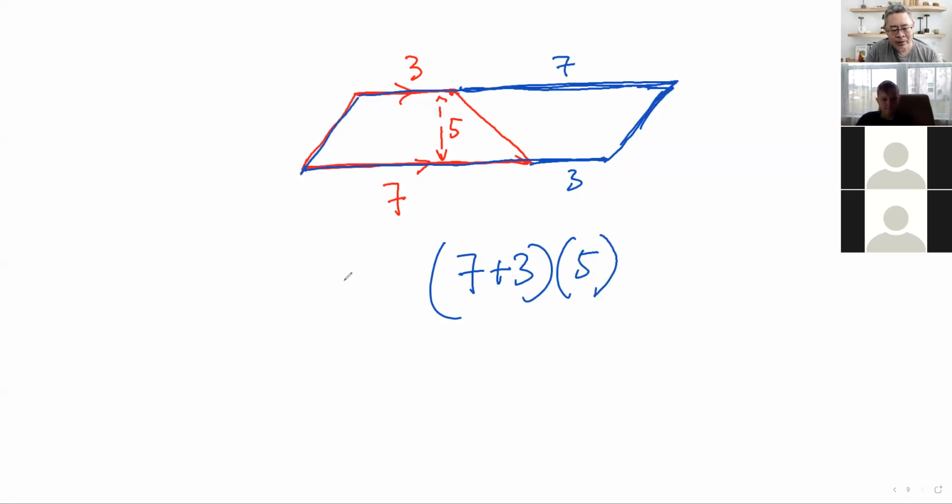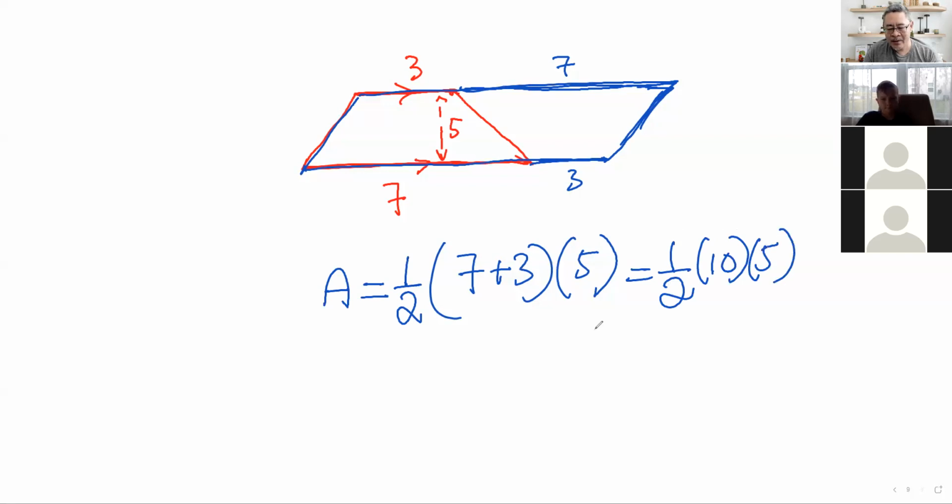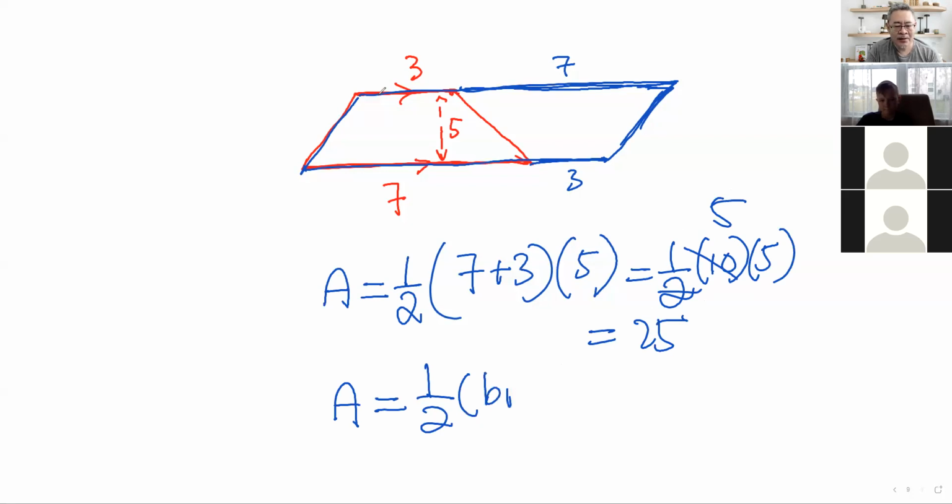But the area for the trapezoid is half of that. So our formula is half of that. Half of 10 times 5 gives us 5 times 5, 25. So that's why we have this formula: half, base 1, plus base 2, then times height. So we have this formula. Are we good here?